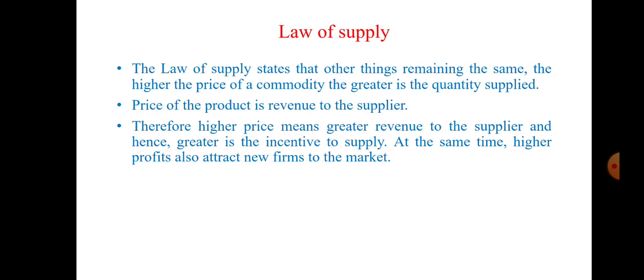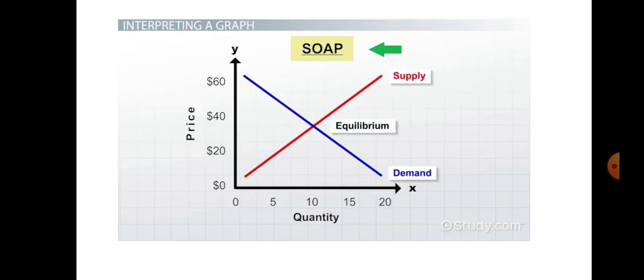So after understanding this, let us understand the law of supply. The law of supply states that, other things remaining the same, the higher the price of commodity, the greater is quantity supplied. That is, price of the product is revenue to the supplier. Therefore, higher price means greater revenue to the supplier, and hence greater is the incentive to supply. At the same time, higher profits also attract new firms to market.